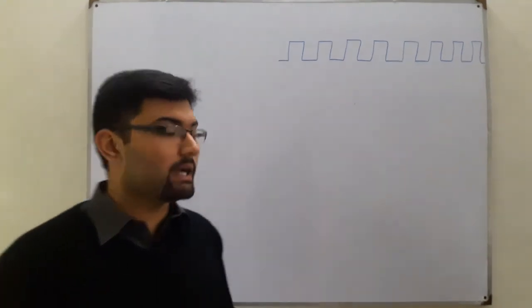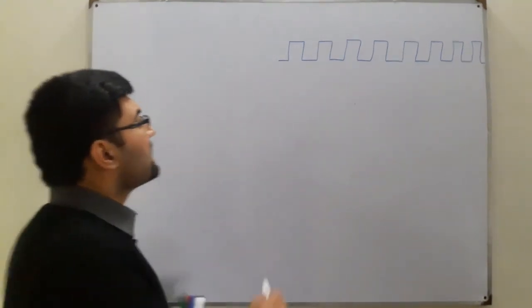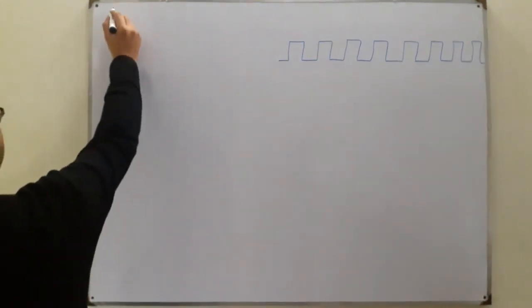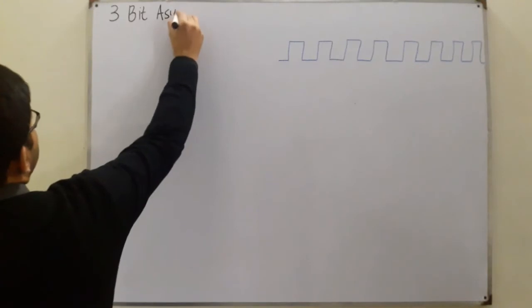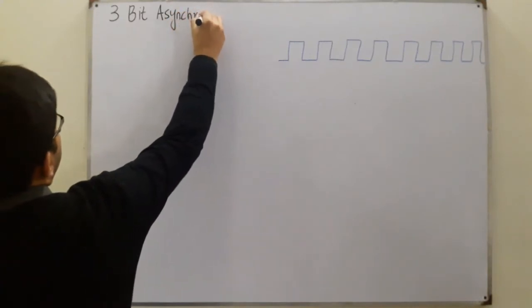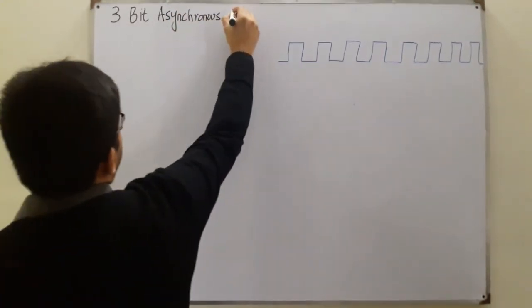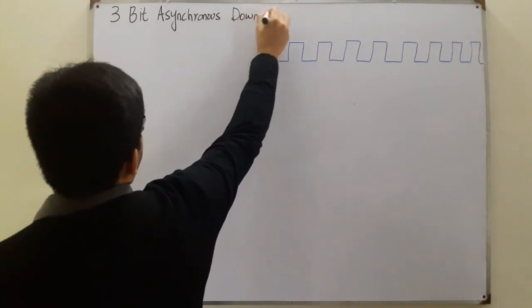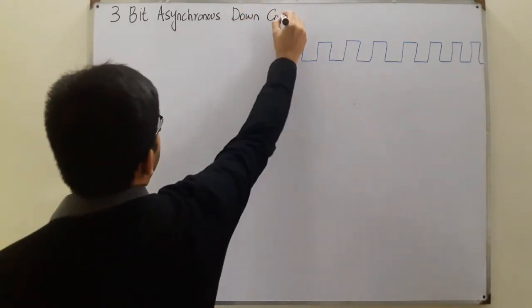Today we see a down counter. Till now we have discussed the up counter. Today we see, let's say, the 3-bit asynchronous down counter. This is just a clock pulse, alright?